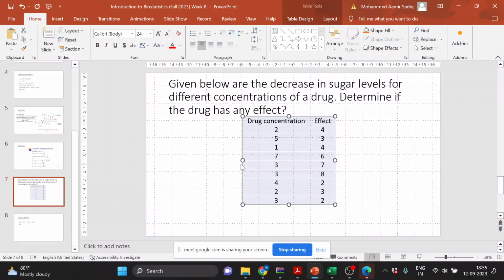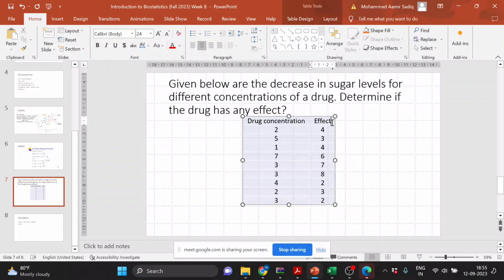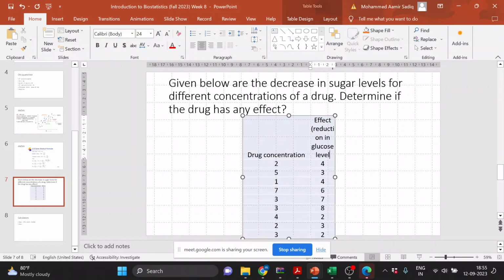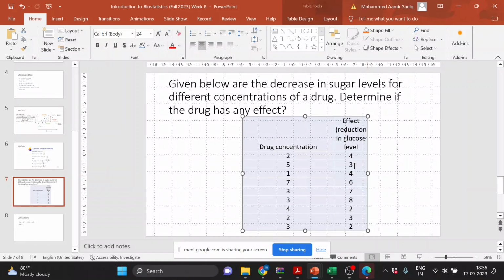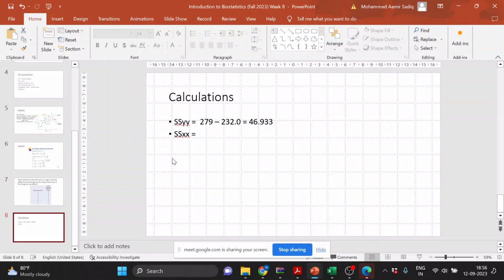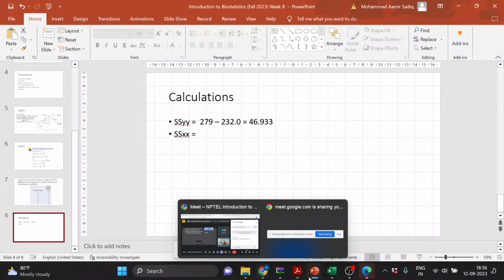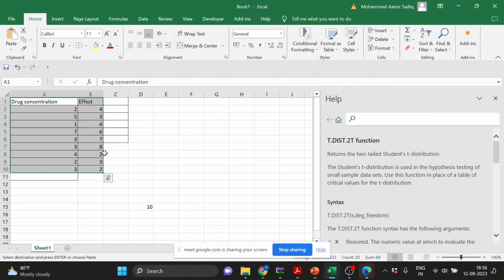Suppose now this is a very simple problem where you are given drug concentrations and you want to see the effect that those drug concentrations have in reducing glucose levels, and these are the reductions in glucose level. Now you have to calculate whether drug concentration has effect on reducing glucose level. So then you calculate your SS. Again, you have to calculate all these things. I'll do that here.